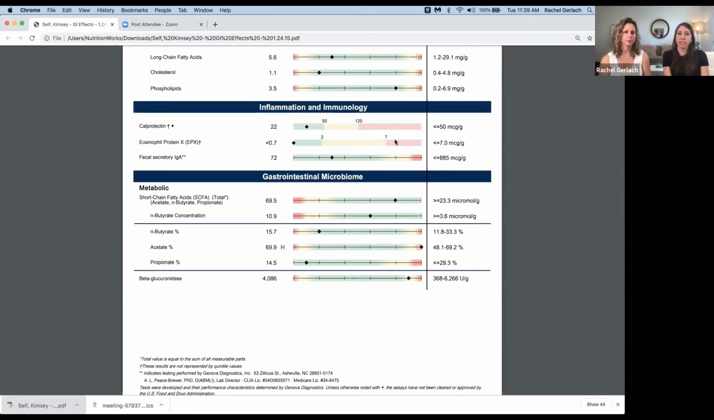Second marker is eosinophil protein X. Eosinophil protein X represents the eosinophilic activity in the gut. So eosinophils are a specific type of immune cell. If we see this marker elevated, first couple things that come to mind are histamine issues, so allergies. Could be food allergy, could be an allergic response to a gut microbe, like a parasite, for example, which is the second thought that comes to my mind too: are we dealing with a parasite?